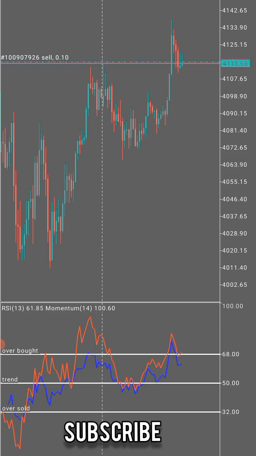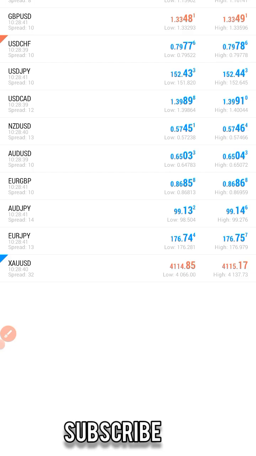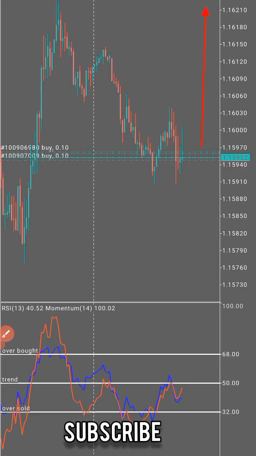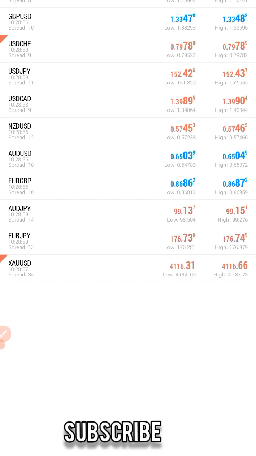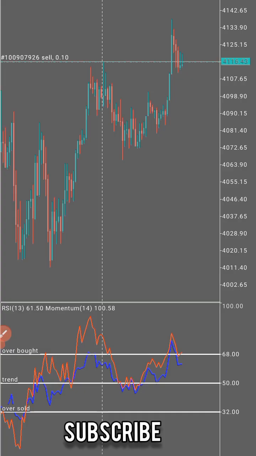Now before we move further, before we enter some trade, I just want to show us some of the trades that we entered. We see we enter in the direction of the momentum also. It is in the direction of the momentum and also the direction of the RSI. You see it. So it is not just for gold alone, but it works best with gold.